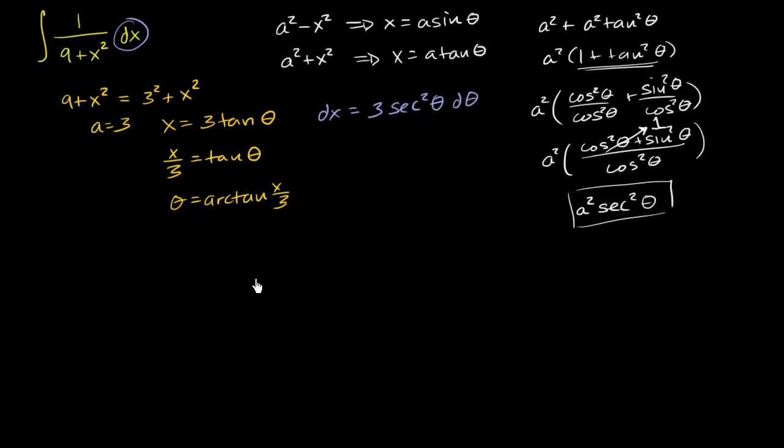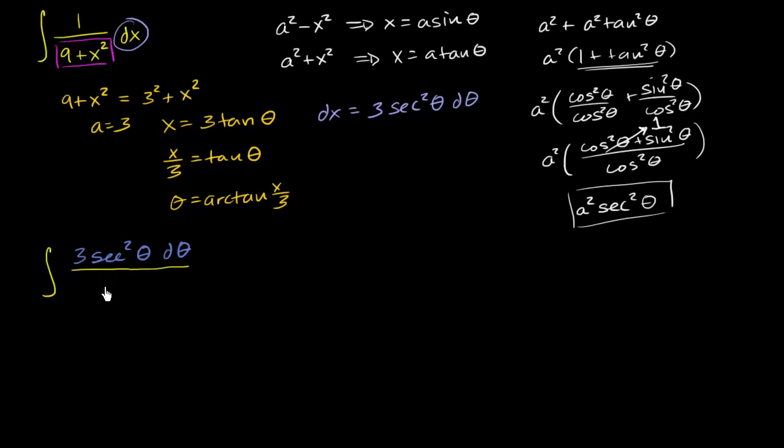So now it looks like we're armed with all of the things necessary to rewrite this entire integral. It's going to be equal to the indefinite integral, with dx here equal to 3 secant squared theta d theta. All of that is going to be over our a squared plus our x squared. We already know what that simplifies to. Since we made the substitution x is equal to 3 tangent theta, it simplifies to a squared secant squared theta.